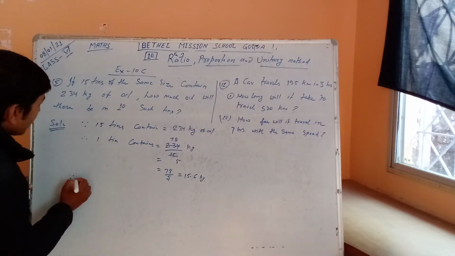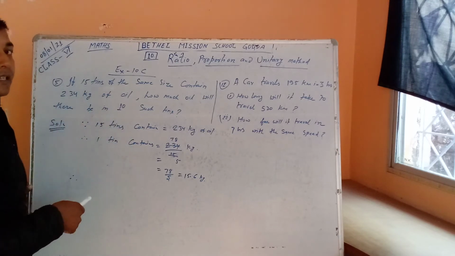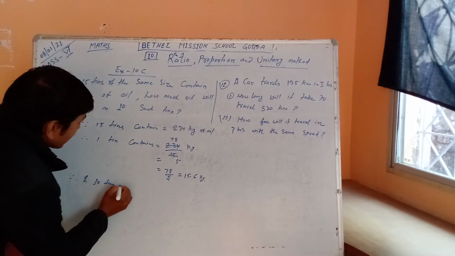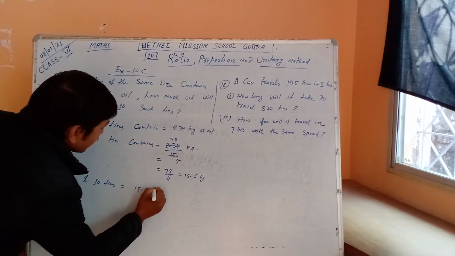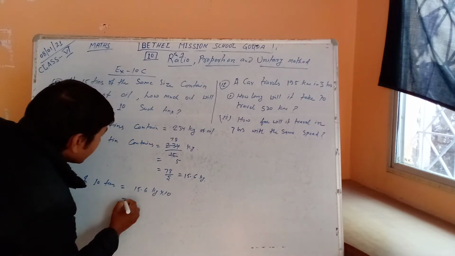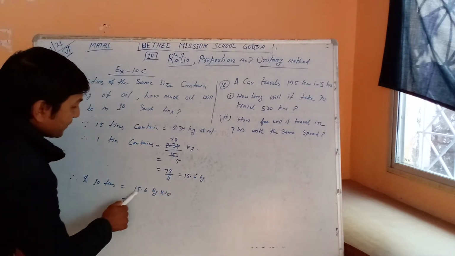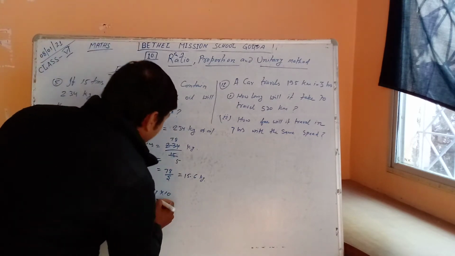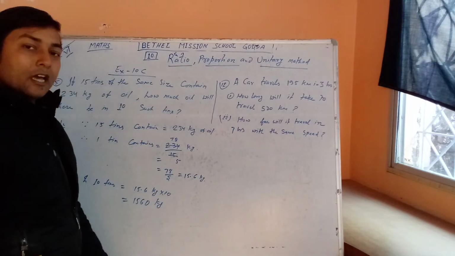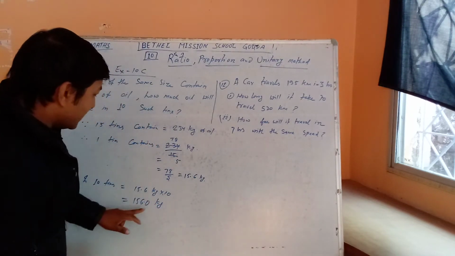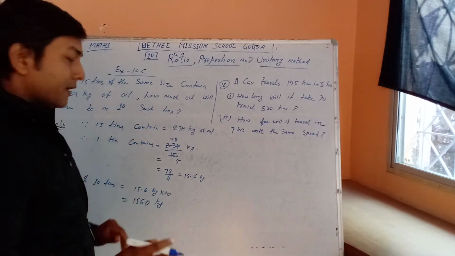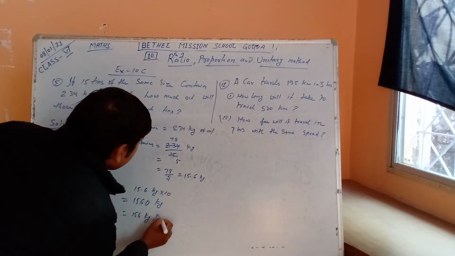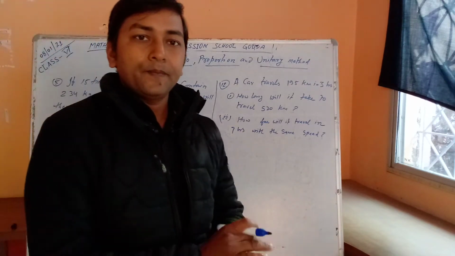Therefore, now you have to find the value of 10 tins. In 10 tins, multiply 15.6 kg by 10. 15.6 times 10 is 156.0, and after the decimal 0 has no value. That's why 156 kg is the answer.